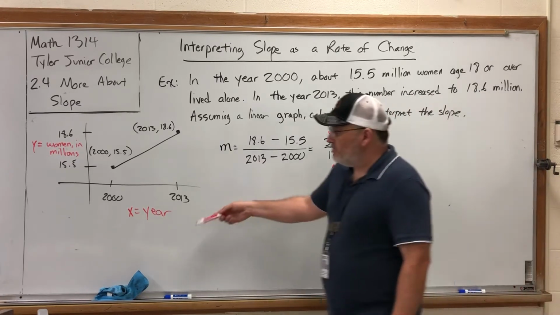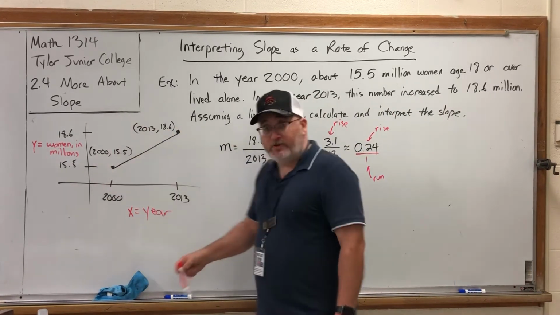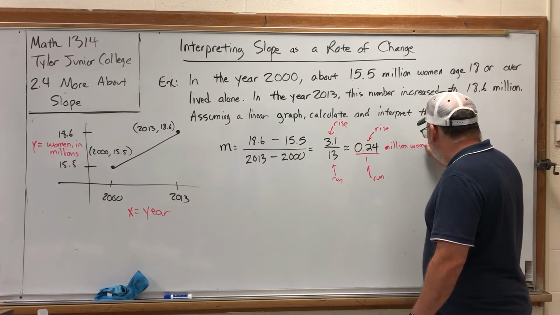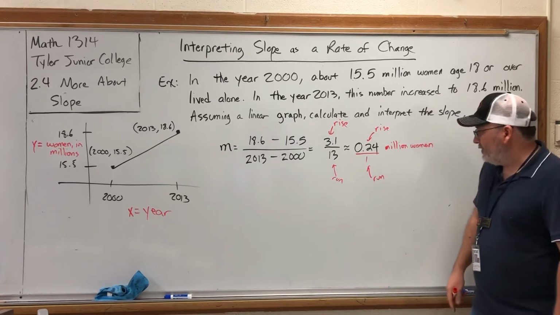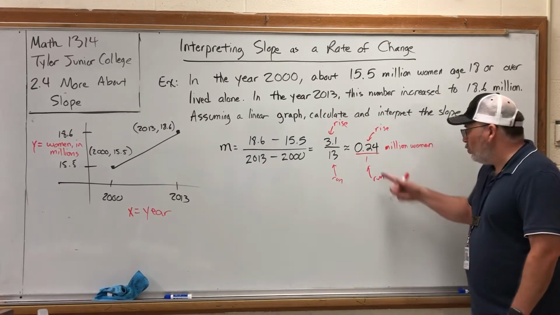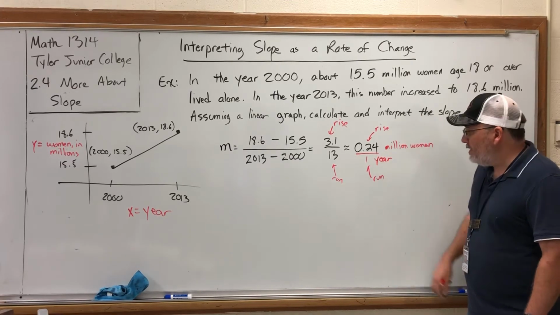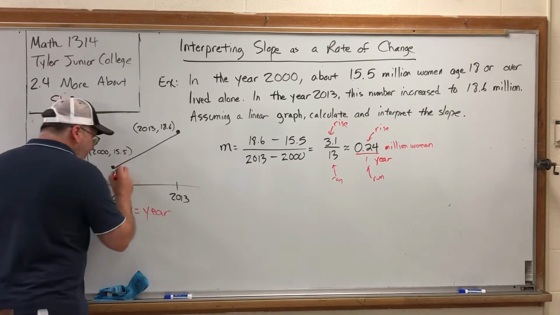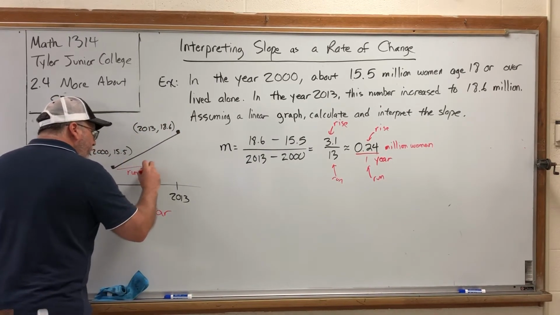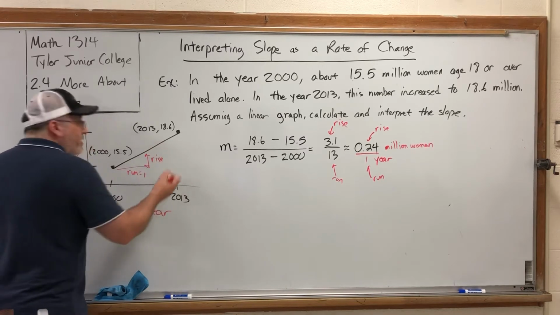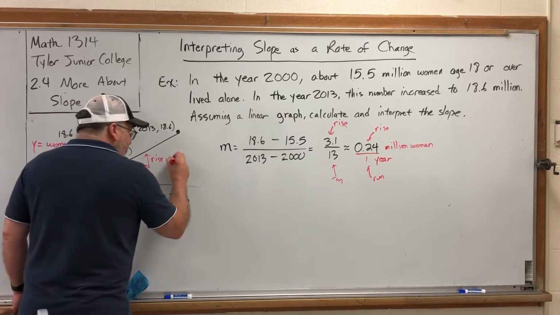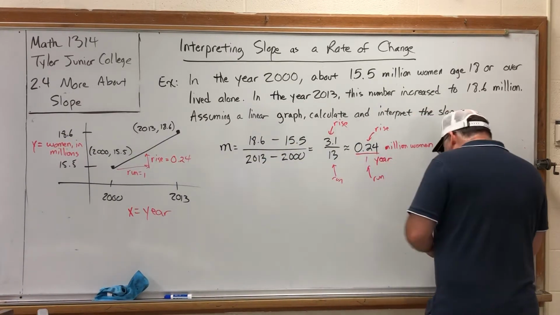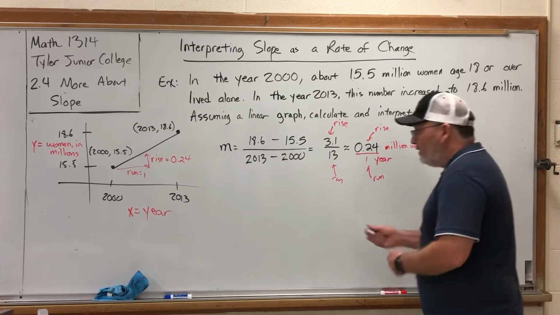The rise is measuring the change in the y's, which is millions of women. So 0.24 million women. And the denominator of this, now it's a fraction, is 1. That means 1 year, since the run is measuring the change in the x's. It's like saying, and this is not drawn to scale, if we moved over 1 year, how much would the number of million increase or rise? In this case, 0.24. So if we wanted to interpret this in context as a rate of change, we could say the following.